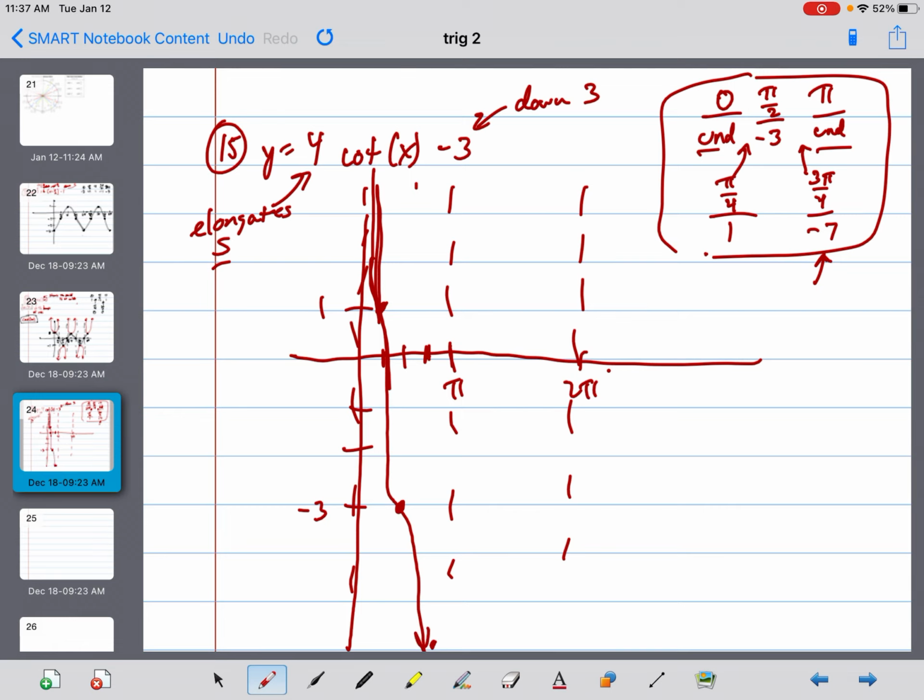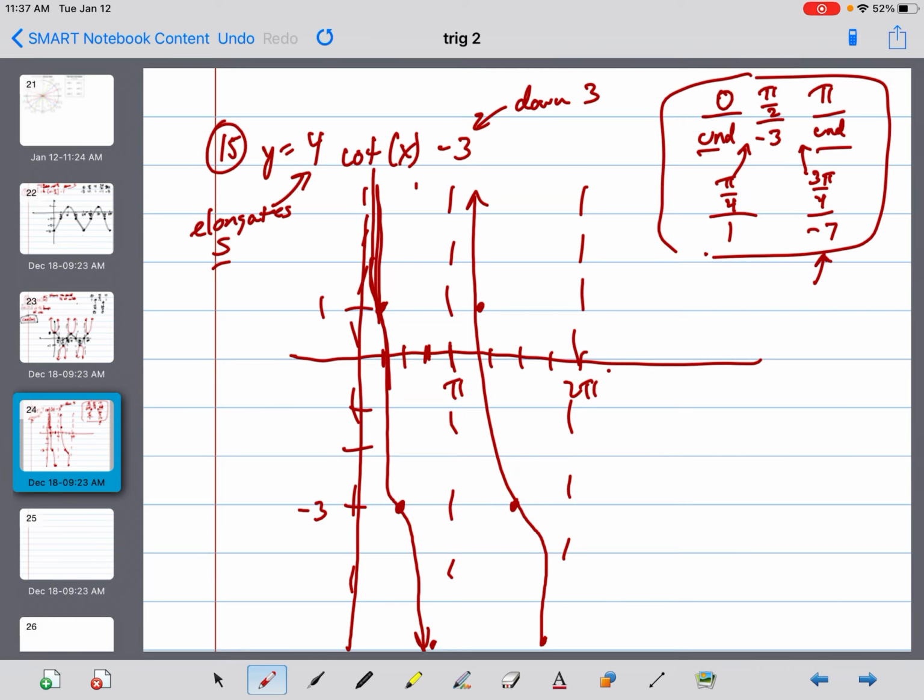So same thing is going to happen over here. It's going to be right there at -3. Here it's going to be at +1. Here it's going to be way down at -7. So it's going to kind of come up like that. All right, it's a mess, but that's what the cotangent graph there looks like.